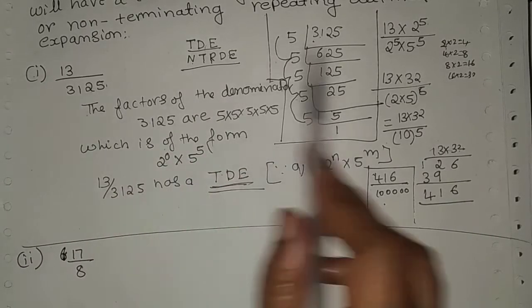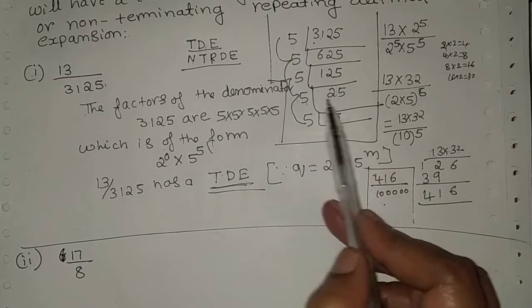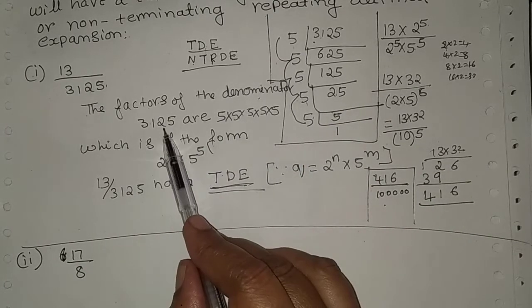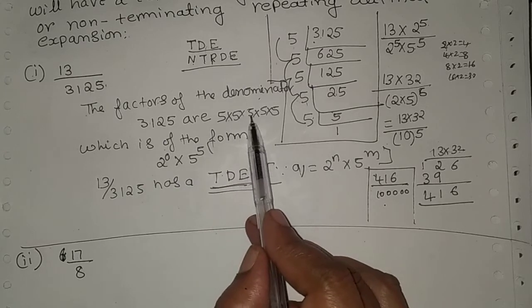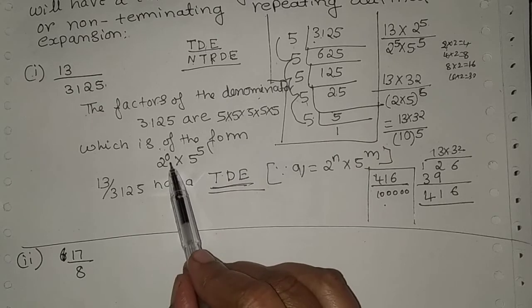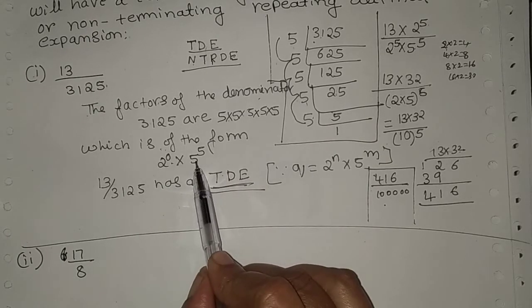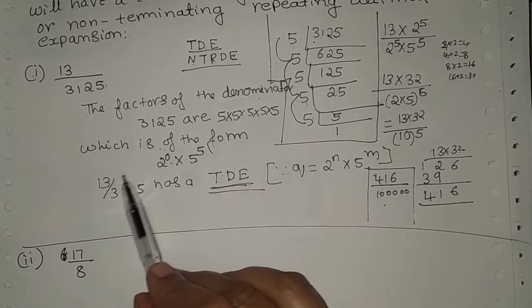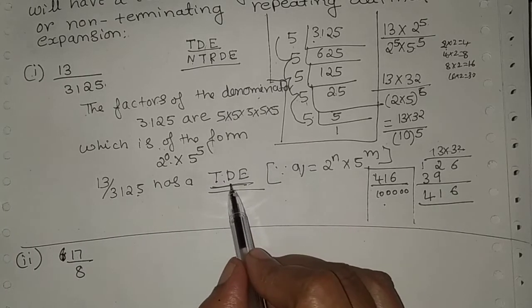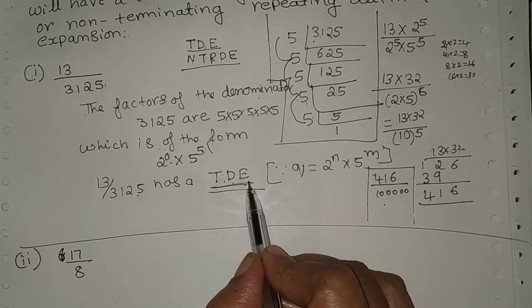So first take this number and factorize; we will get 5 to the power of 5. So the factors of the denominator 3125 are 5 into 5 followed by 5, which is in the form 2 to the power of 0 into 5 to the power of 5. So 13 by 3125 is a terminating decimal expansion.